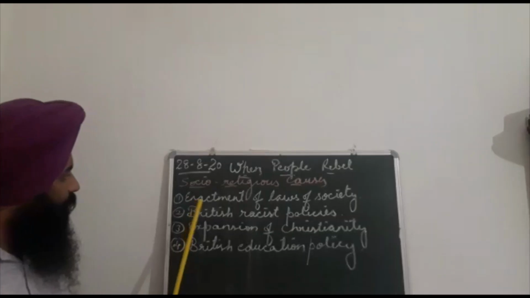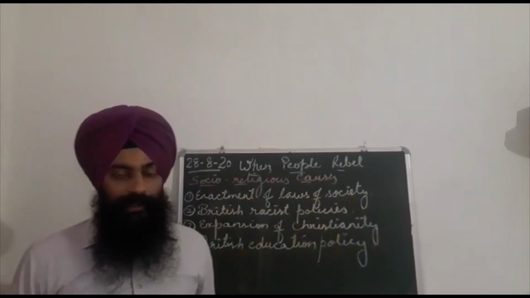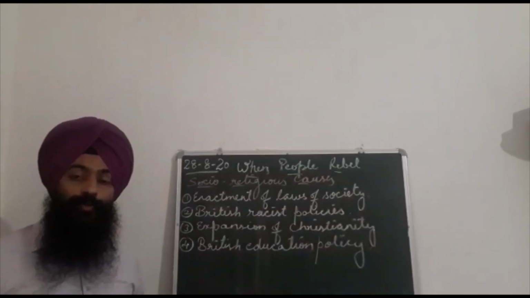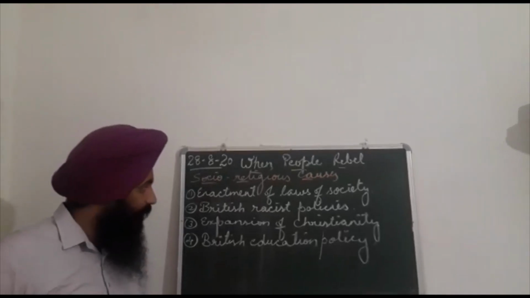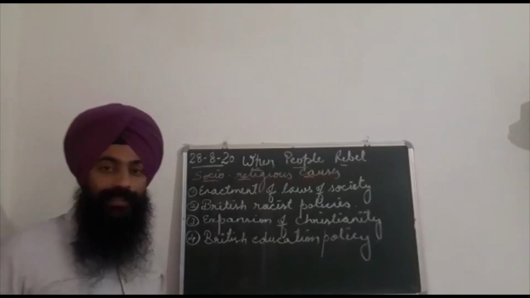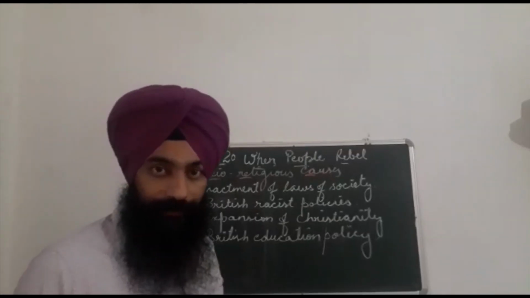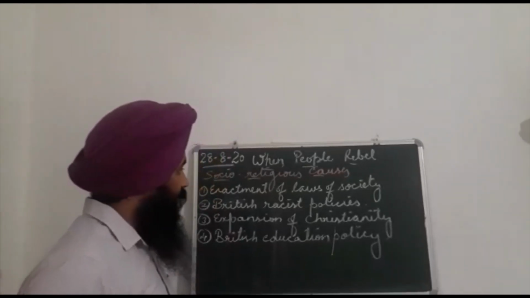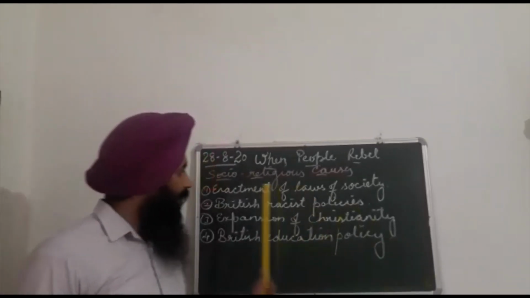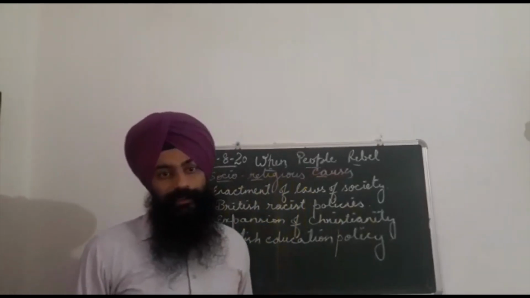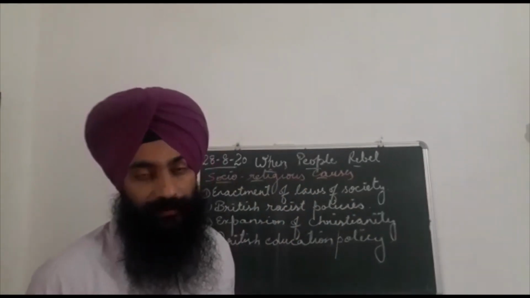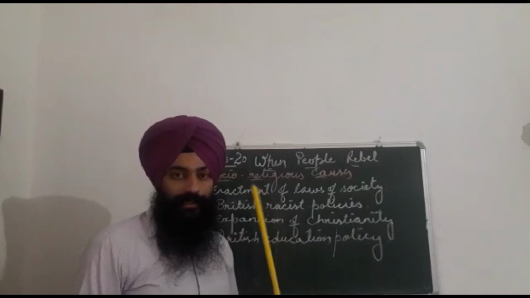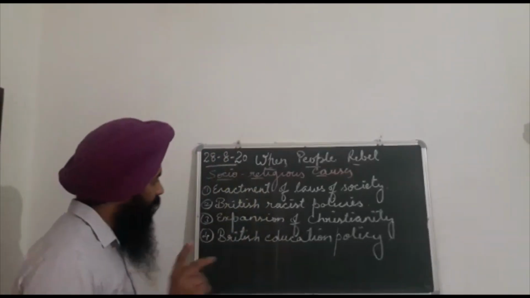First, it was the enactment of laws on society. In this age, Britishers enacted a large number of laws to modify the society, because at that time a large number of social evils existed in India, like polygamy, the dowry system, child marriages, and the sati system. So Britishers tried to modify Indian society by enacting new laws. In this process, they enacted a ban on the sati system in 1829. Through this law, they banned the practice of sati.